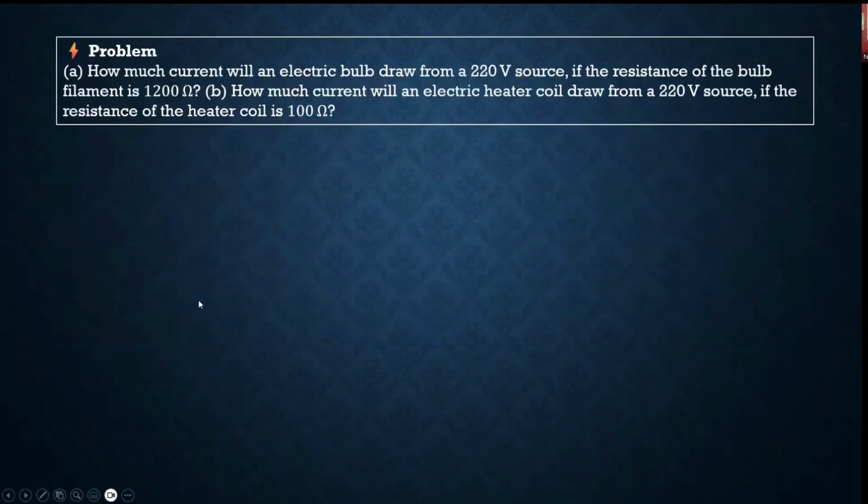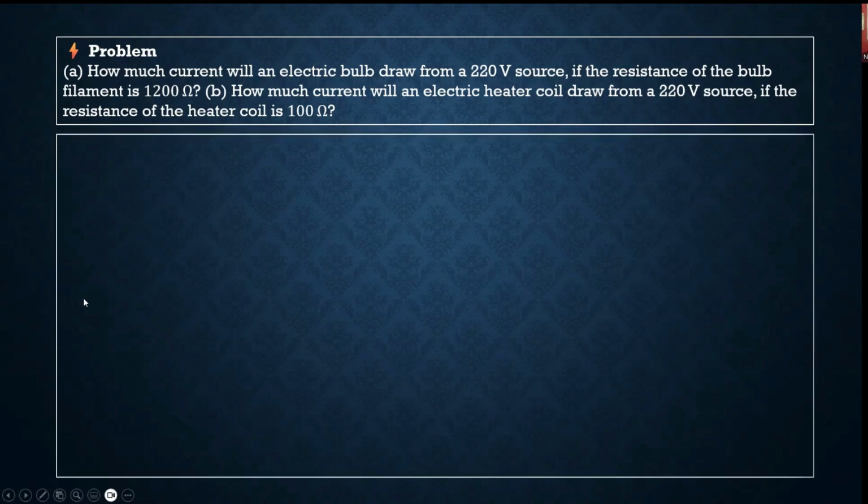Problem. Can you try solving this? I'll give 5 seconds. 1, 2, 3, 4, 5. What is given in the problem? Let's see who wins 1 crore rupees.